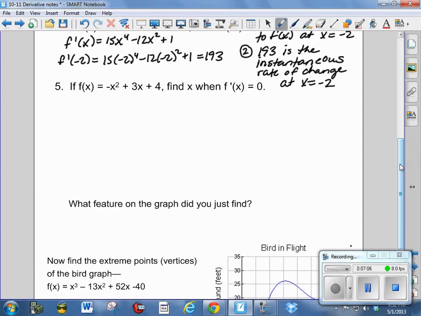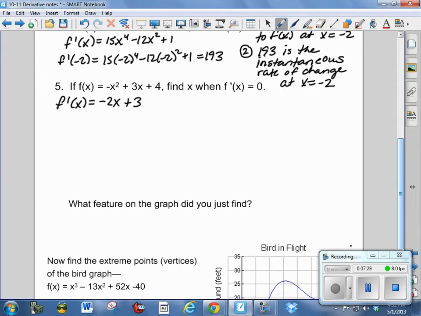Okay, next problem. It says find x when f prime of x equals 0. So we need to start out by finding f prime of x. So once again, you might want to turn off the tape, try it yourself, turn it back on. F prime of x is negative 2x plus 3. This is a pretty simple one.